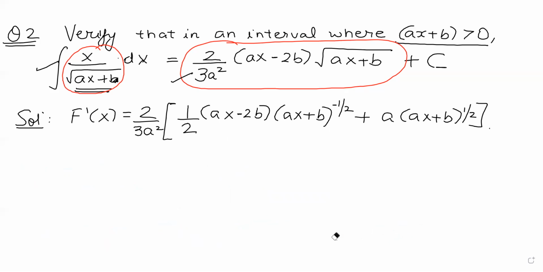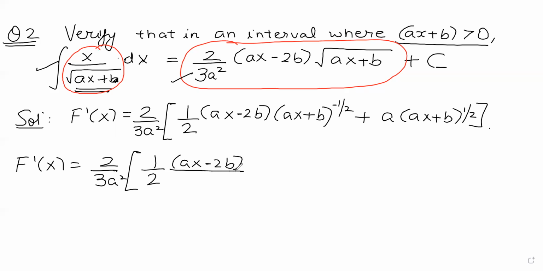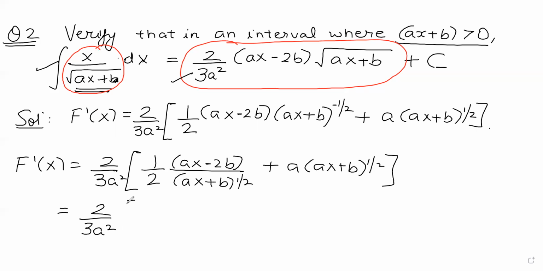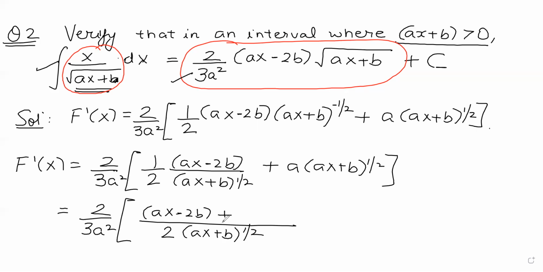Okay, so erasing all this, I can write my f dash x as 2 upon 3a square times half times ax minus 2b upon ax plus b to the power half plus a times ax plus b to the power half. I can take the LCM. I take 2 times ax plus b to the power half as the LCM. I get ax minus 2b plus 2a. So if I further solve this, 2 and 2 cancel out.